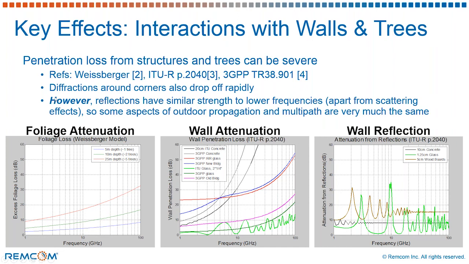One important distinction, however, is that diffraction around corners drops off very rapidly when we go up to millimeter wave frequencies, and so reflections and scattering become a more important effect for propagation.